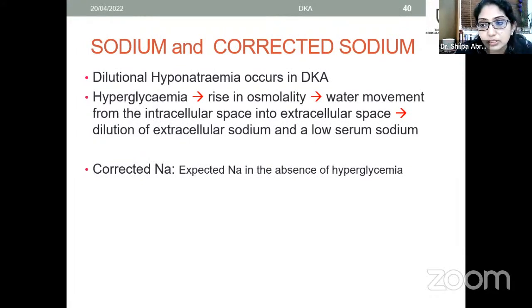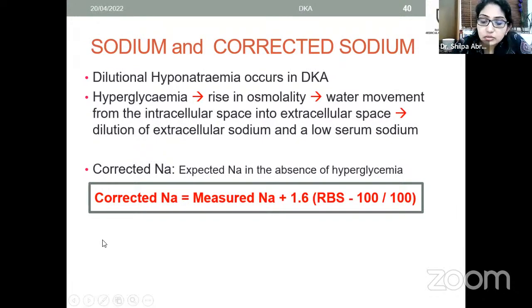Corrected sodium is the sodium which is expected in the absence of hyperglycemia. So let's say this child with a GRBS of 620 has a sodium of 132. What if this child had a normal GRBS, what would the sodium be? That is the corrected sodium. So what's the formula for corrected sodium?